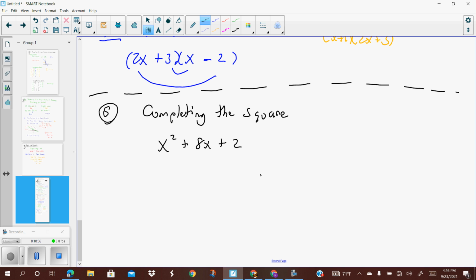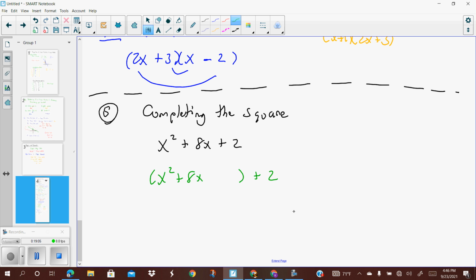I can do a process which is called completing the square. What we're going to do is group the first two terms, the squared term and the x term. We're going to separate the constant. It's still going to be part of the expression, but we have to just keep it separate. So I'm going to write this as x squared plus 8x, leave a space, and then separate the plus 2.